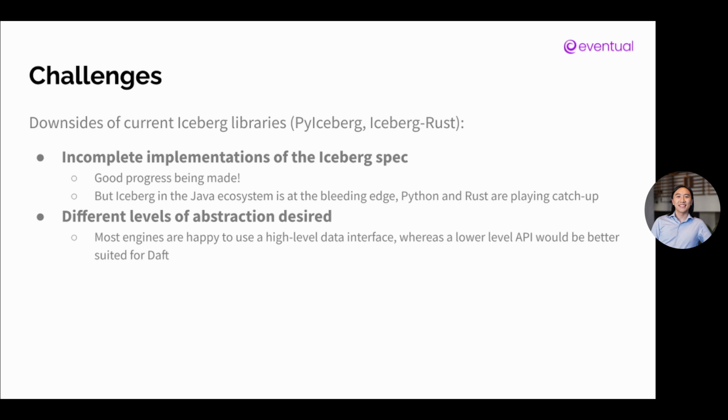that are desired. So in terms of implementation, there's really good progress being made on both libraries, but the reality is Iceberg on the Java side is the bleeding edge, implements the entire spec, whereas Python and Rust always have to basically keep playing catch up. On the abstraction side, most engines are pretty happy with using the high-level data interface using things like PyArrow, whereas for us, a lower-level API would be better suited.